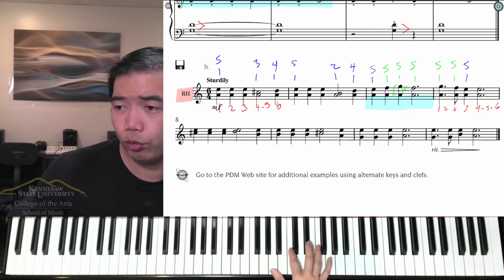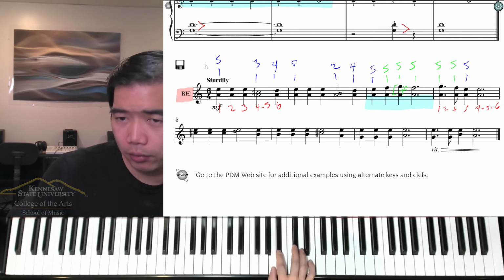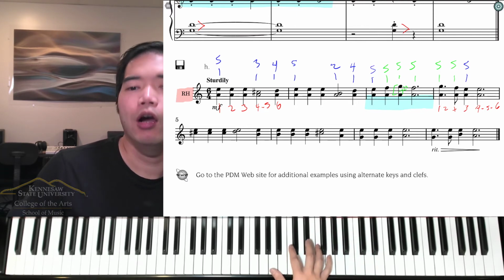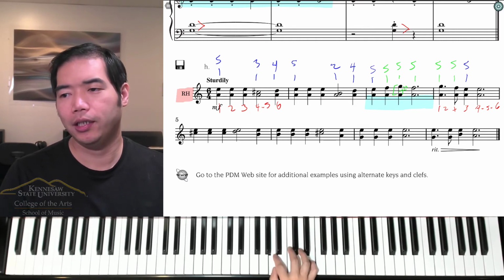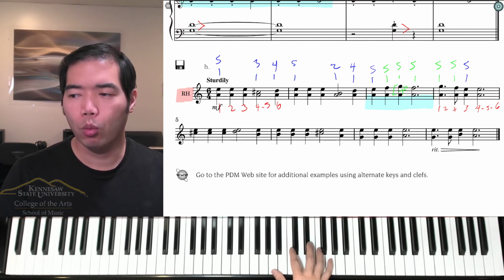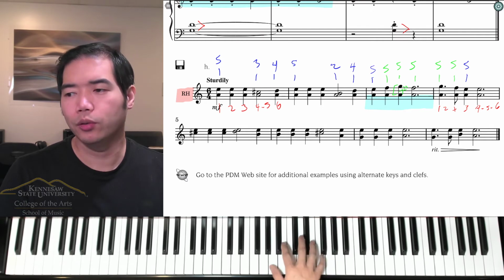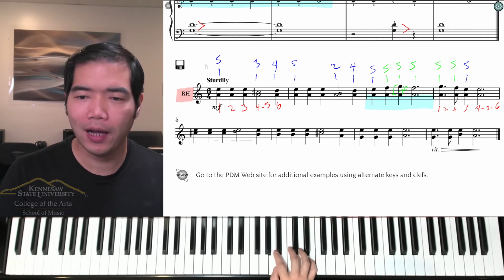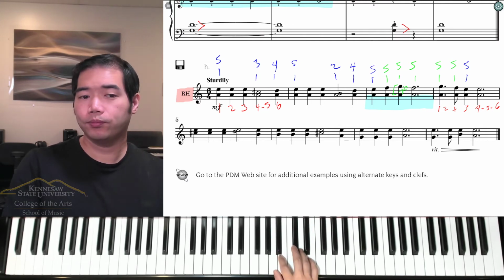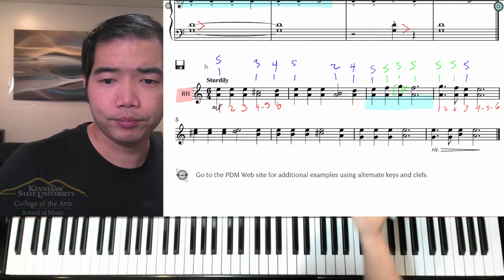The rhythm, though, will be this. 1 and 2 and 3. Try with me. 1 and 2 and 3. One more time. And 1 and 2 and 3, 4, 5, 6. Now we continue.